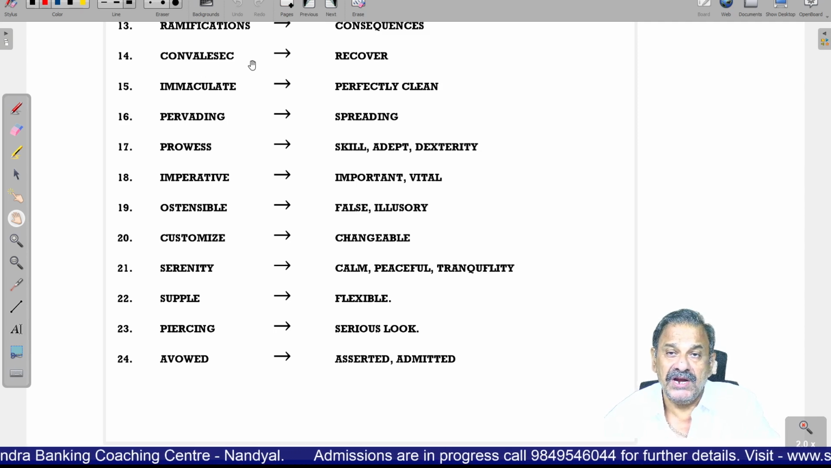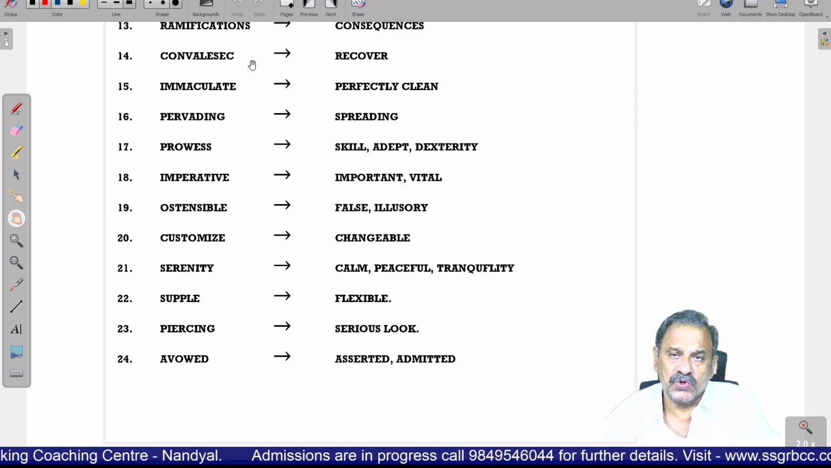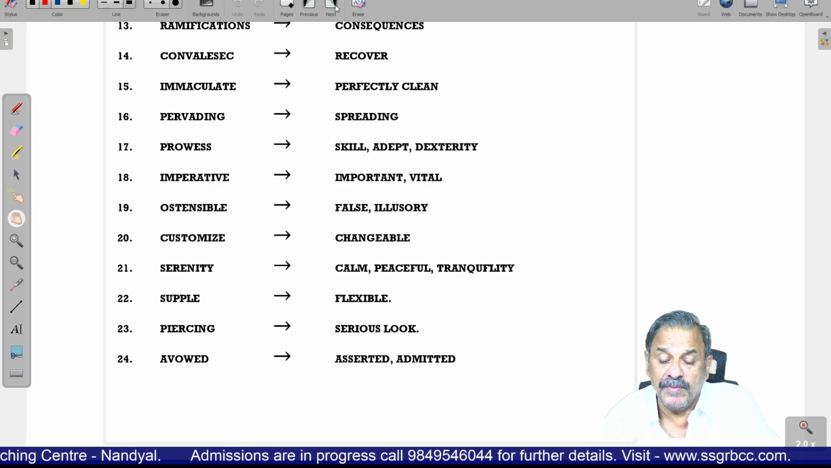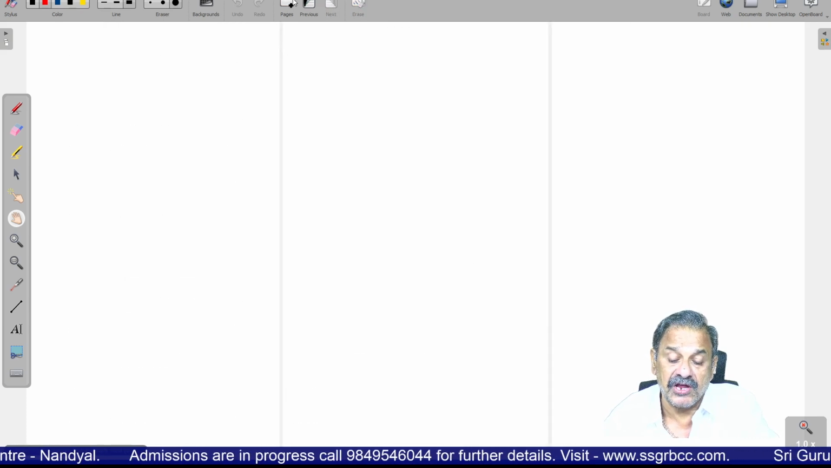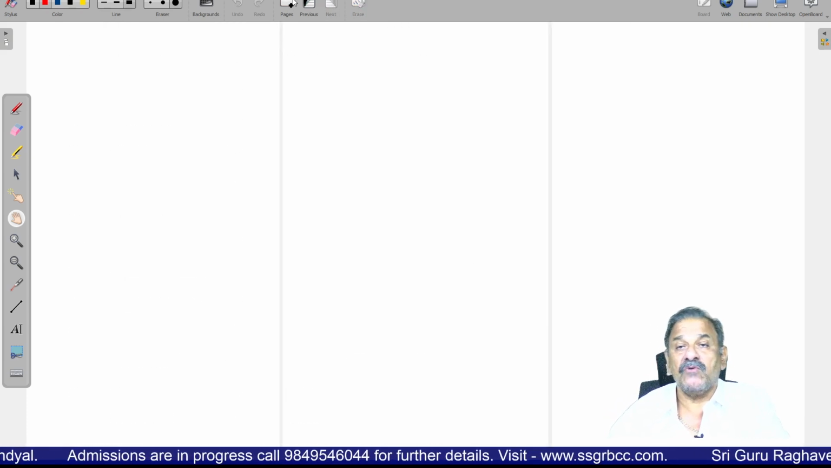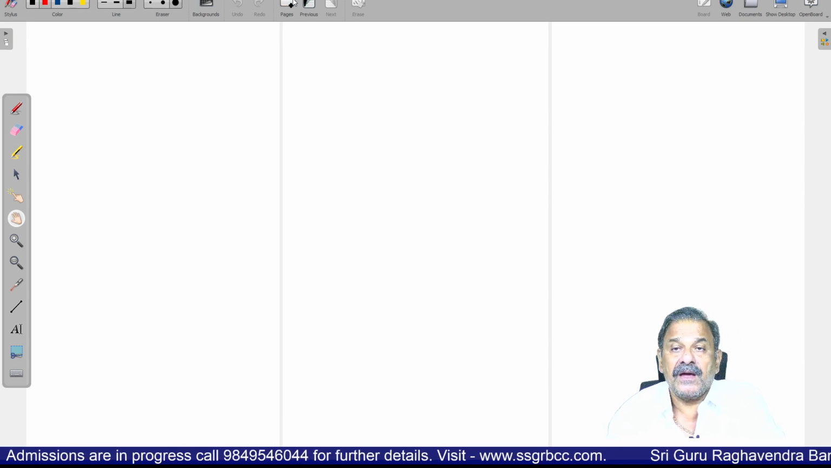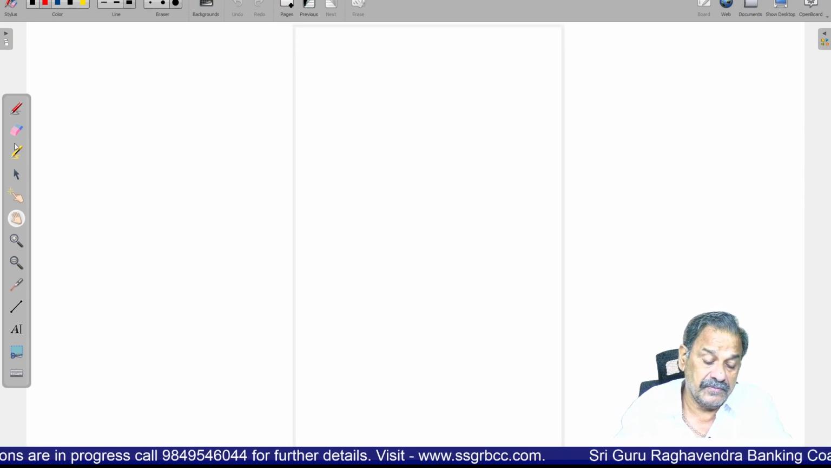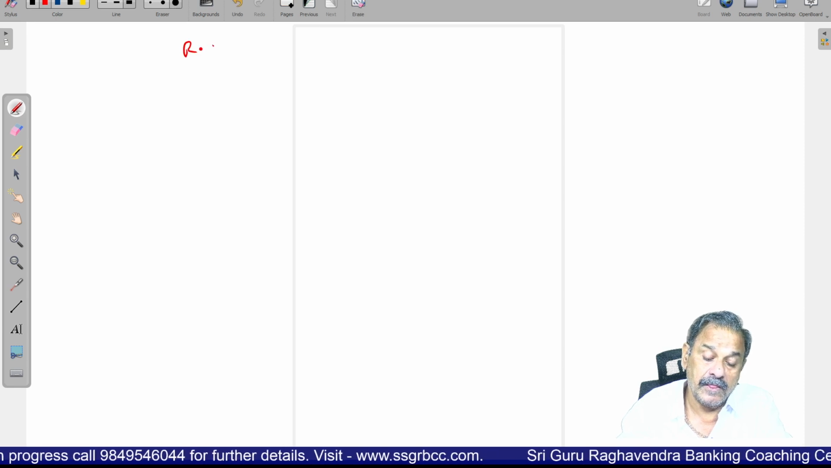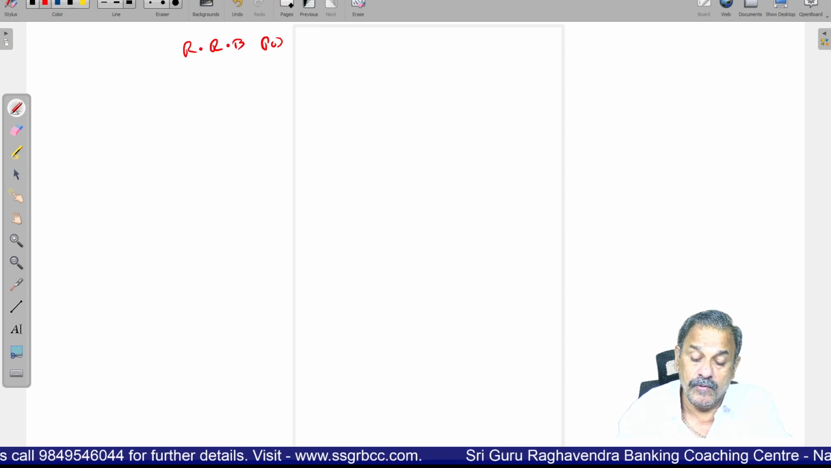You have to read three or four times so that you may memorize the things in a certain manner. Now, what is the plan for RRB PO mains?